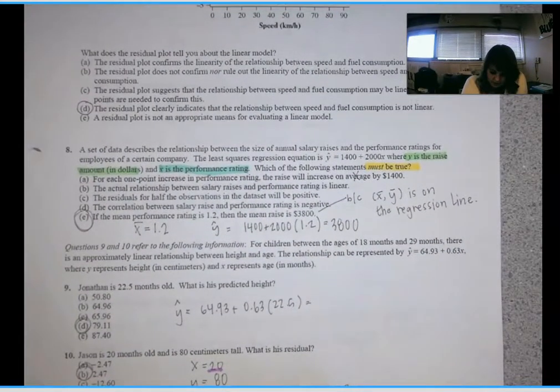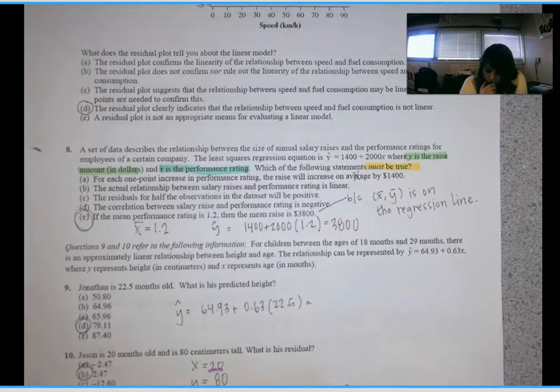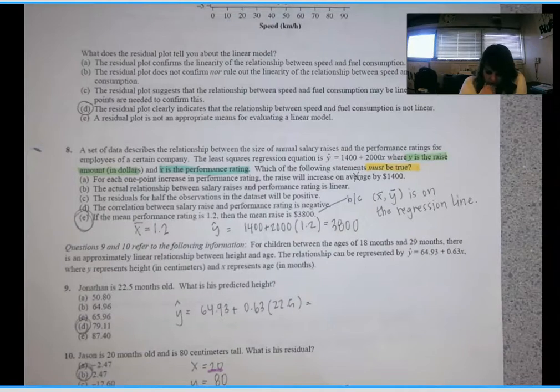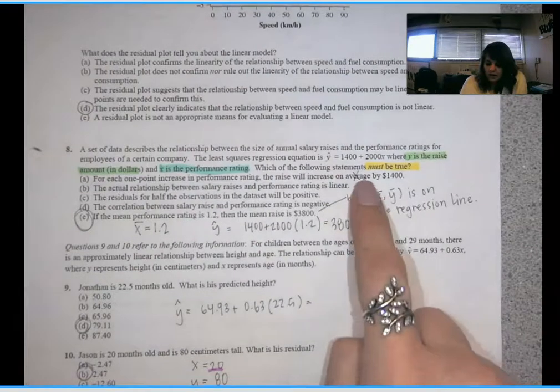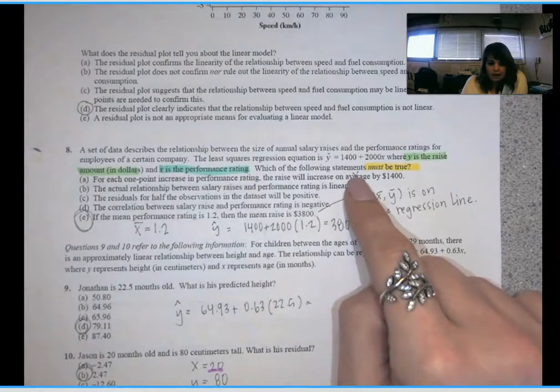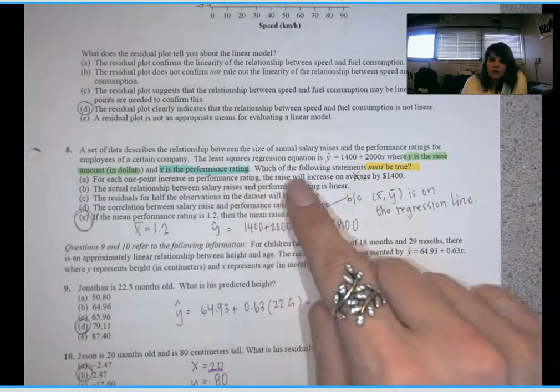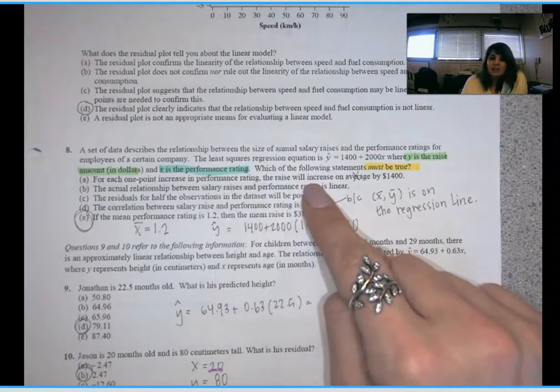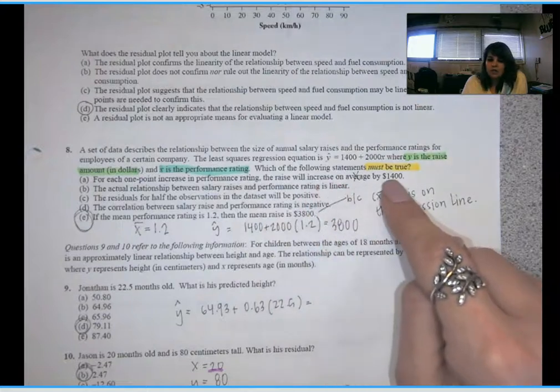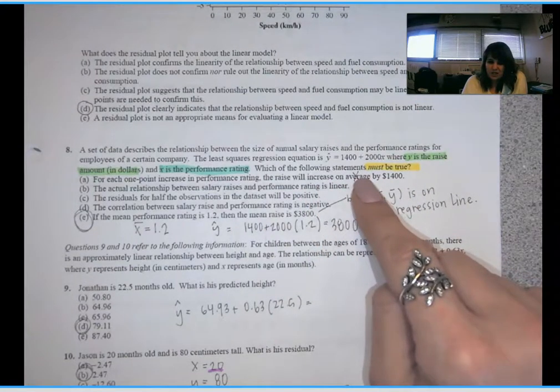8. We have this line. Which of the following statements must be true? A, for each 1 point increase in performance, the raise will increase on average. No, not on average. For every 1 point increase in performance rating, the predicted raise will increase by 1,400. So this one's a no.